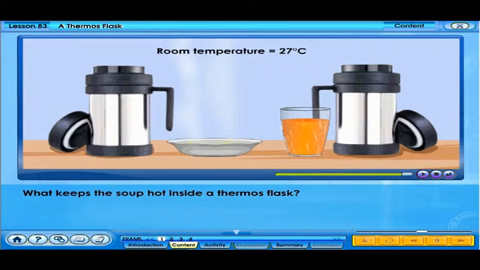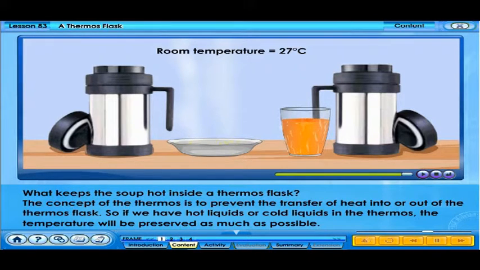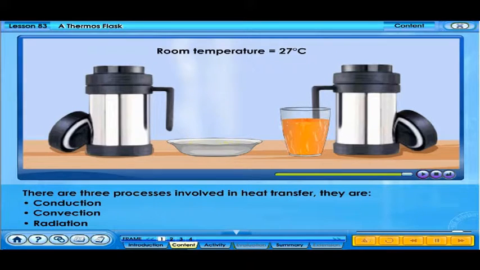What keeps the soup hot inside a thermos flask? The concept of the thermos is to prevent the transfer of heat into or out of the thermos flask. So if we have hot liquids or cold liquids in the thermos, the temperature will be preserved as much as possible. There are three processes involved in heat transfer. They are conduction, convection, radiation.